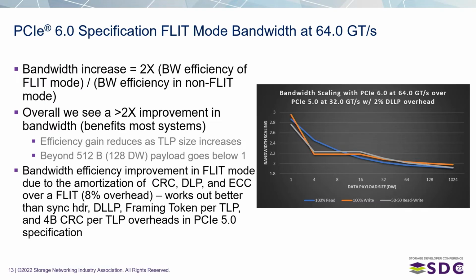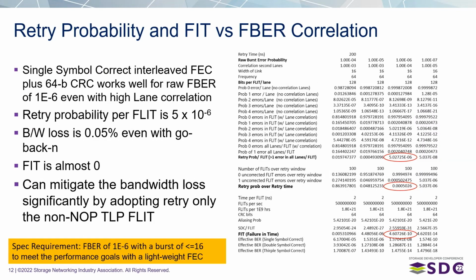You have the retry probability over the retry time, if you did a go back n kind of mechanism. And this is the failure in time. You will see that it's about 10 to the power minus 10, which is as close to 0 as you can get, which is pretty good, right? Anything less than 10 to the power minus 3 is pretty good. And this is at 10 to the power minus 10.